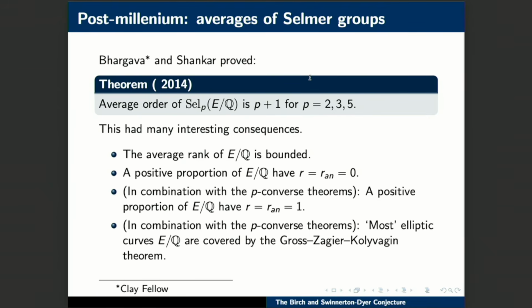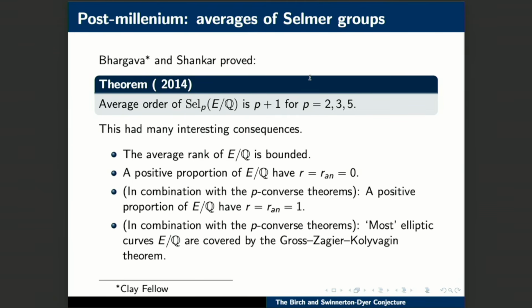Manjul Bhargava and Arul Shankar proved in around 2014 that the average order of the Selmer group for a prime p, at least for p equals 2, 3, and 5, is p plus 1. And so, of course, the average order is telling you something about how that dimension is behaving. From this, one is able to deduce that the average rank of elliptic curves is bounded, when you order the curves by the size of the coefficients a and b in some natural way.